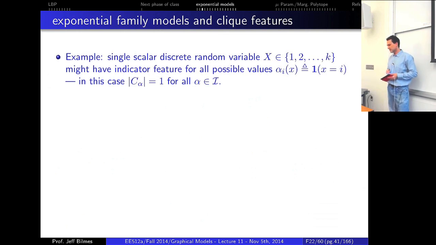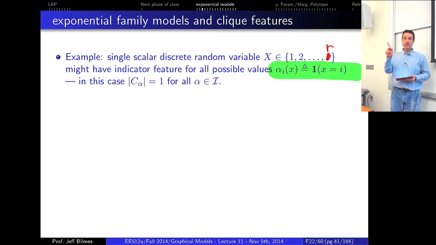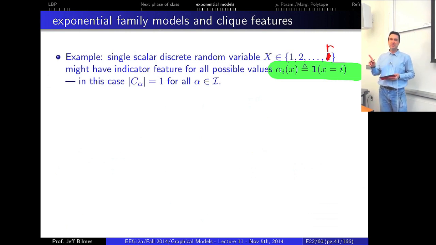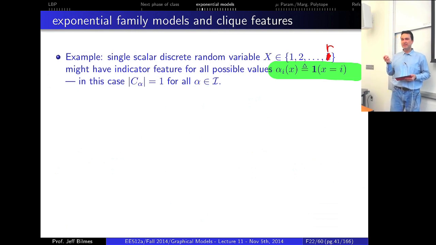So let's do an example. A simple scalar discrete random variable that has k values. And I think it's probably safe to just say this is R, because we've been using R in this class so far. So there's R possible values in the random variable. And you might have a feature function, alpha sub I. There's only one random variable in the whole graphical model, right? So you can never have a C sub alpha that has anything other than that random variable in it unless it's a constant. And so you have alpha sub I being an indicator that that random variable is equal to I.